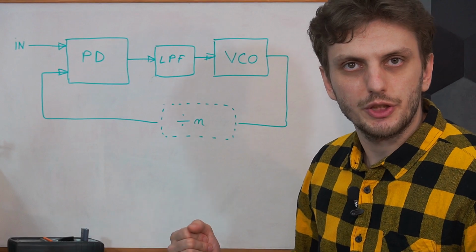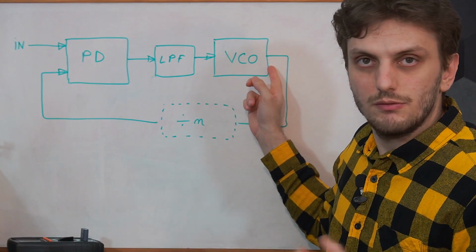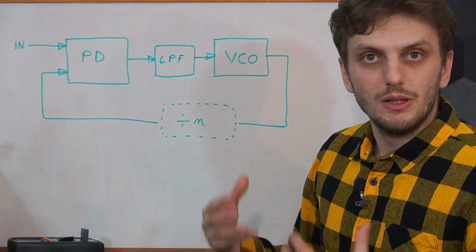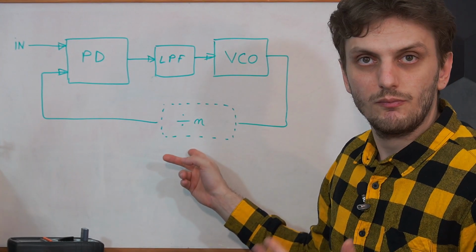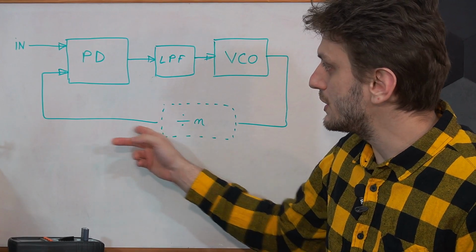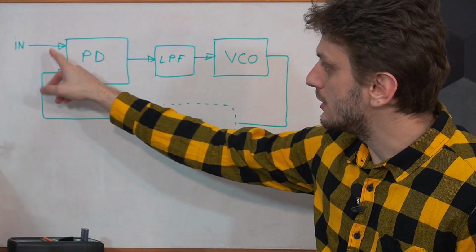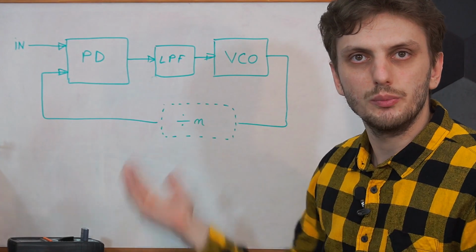So depending on what you're trying to do, you either want the output of the oscillator to be exactly the same as your input signal, or you want it to be a multiple of it. And if you do want that, then you will be using your divider counter to provide a lower frequency that is the same as your input. Finally, the two signals, the input and the one from the oscillator, are compared and the loop is closed.